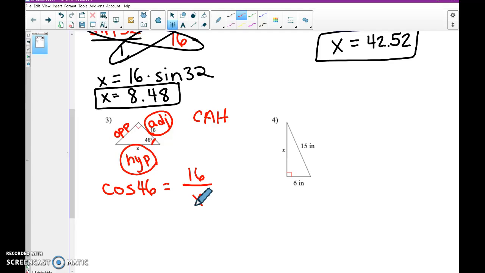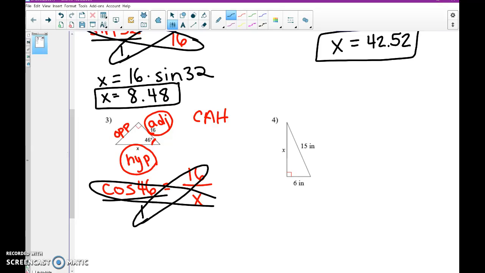So it's going to be a little different when we solve it this time. We're going to still do the same process, but it's going to be a different typing in. Still put cosine 46 over 1, but this time X is not just by itself. So we're going to have to do a little bit of extra work. 16 times 1 is 16. That's in one group. The other group is X times cosine 46.